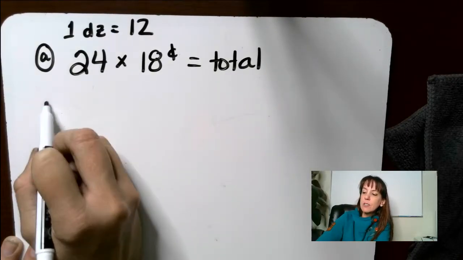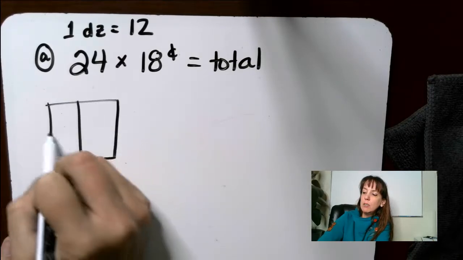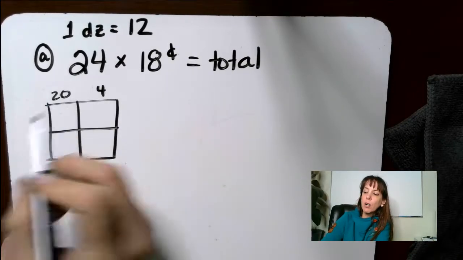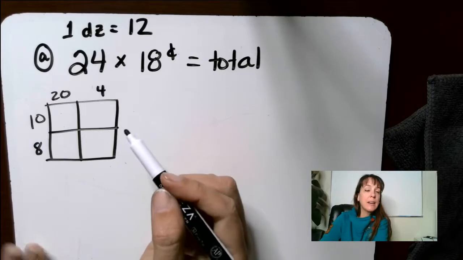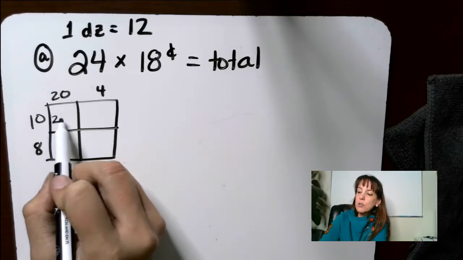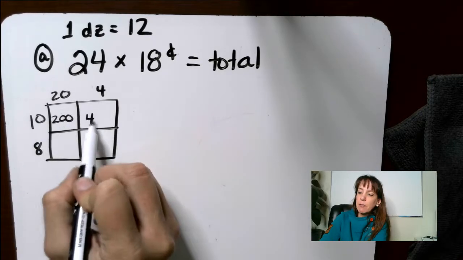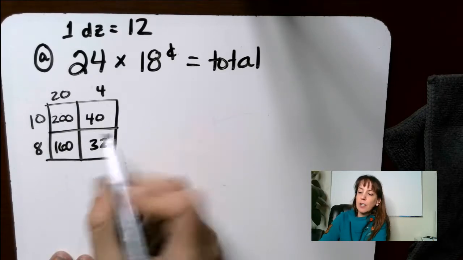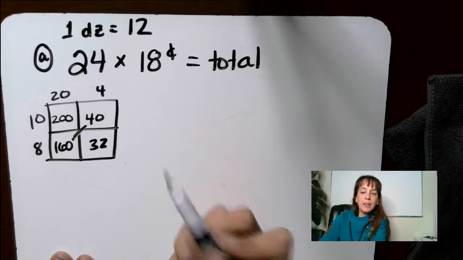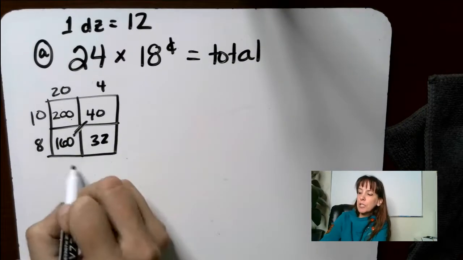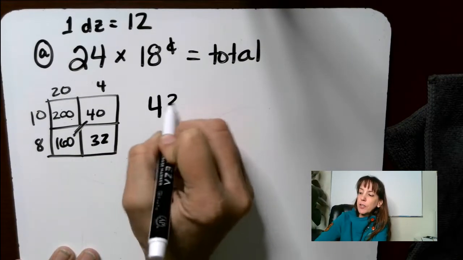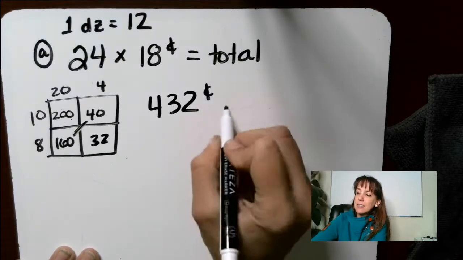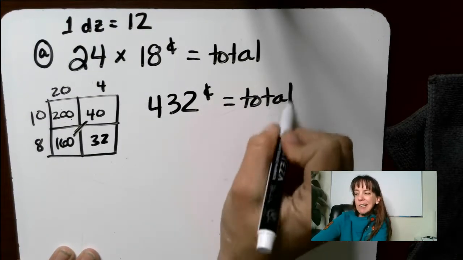All right, so 24 is really 20 and 4. 18 is really 10 and 8. We get 200, then we get 40 here, 160 here, 32 here. This gives us 200 right there. There's 200, so that's 432. So 432 cents total. That seems kind of ridiculous to write, right?